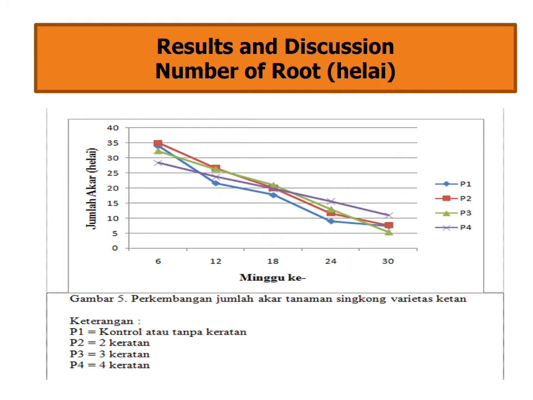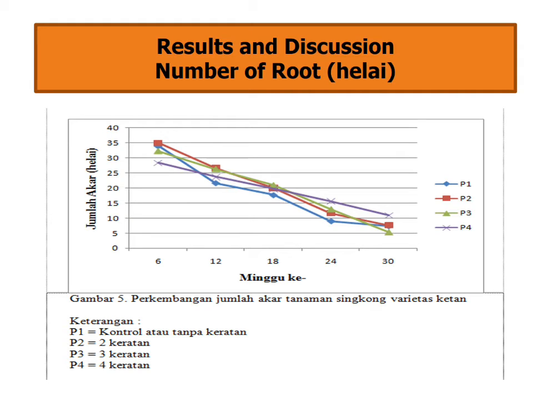All treatments, whether cut or not, gave no significant effect on the number of fruit of cassava variety of ketan. It is presumed that the treatment given does not affect the movement and accumulation of carbohydrate and oxygen needed by the plant to initiate root growth for the number of fruit.